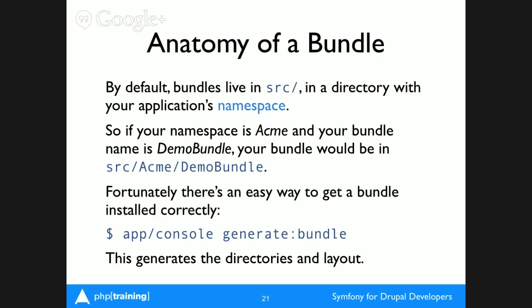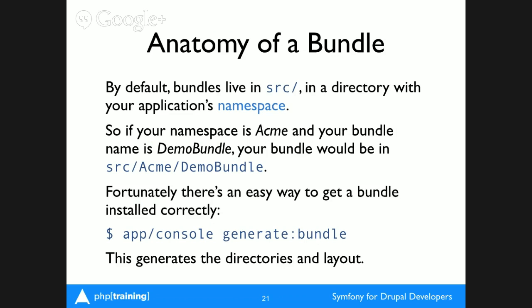So by default, bundles live in that source directory, and they're in a directory with your application's namespace. Symfony uses the latest OOP practices. Namespaces were introduced in 5.3, and since then, in order to avoid having really long class names to make sure that you don't collide with something else, you can simply use namespaces to take care of that for you. If you use Java, it's very similar to how Java manages these things.